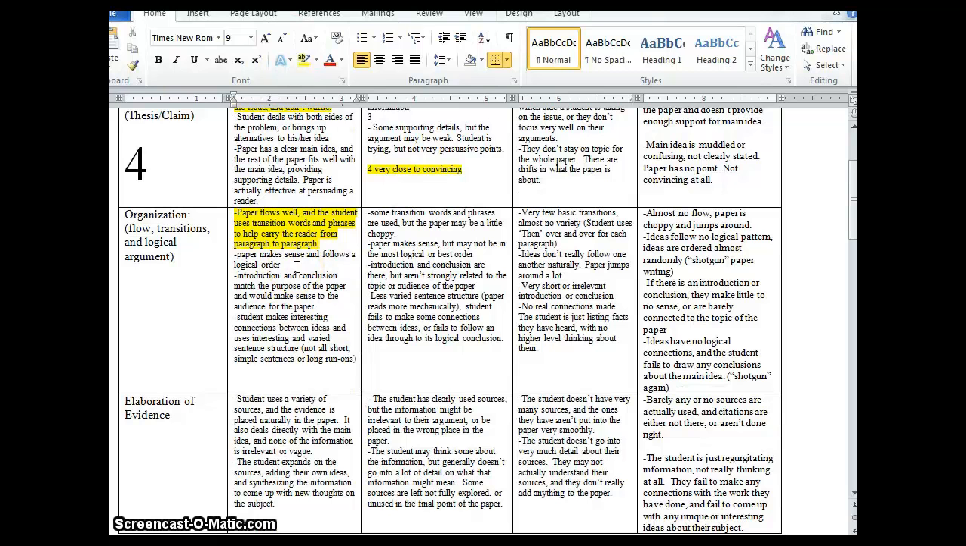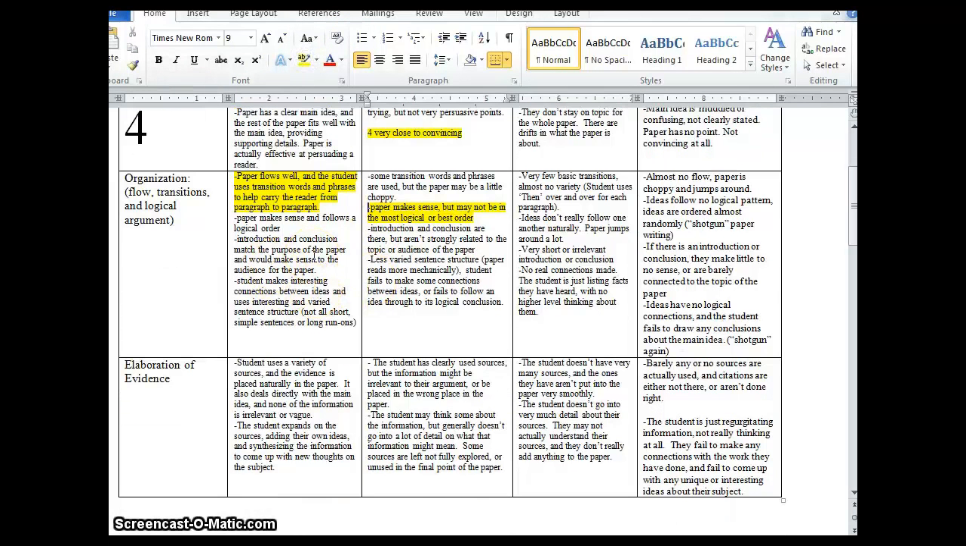Paper makes sense and follows a logical order. They don't jump around. They're talking about discovery of America. They're talking about the criteria for America and discovery. That would be a 5. Let's say that the paper makes sense, but it may not be in the most logical order, so it jumps around a little bit. Let's give it a 3.